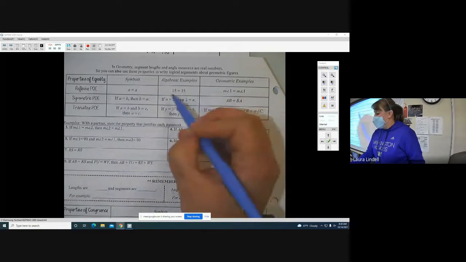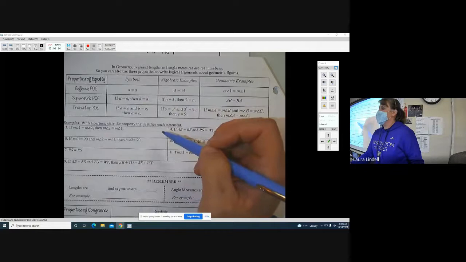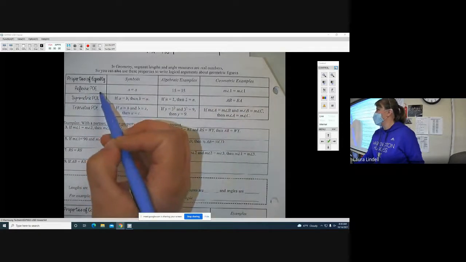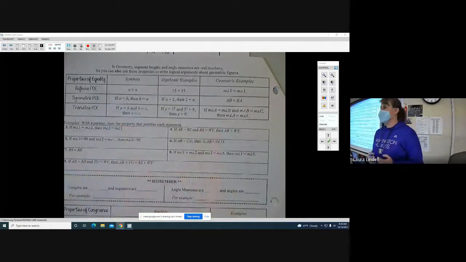This property becomes more useful when we start talking about proofs involving triangles. We're not going to see the reflexive property used a whole lot in early on proofs. But we will see it used later in geometry. So we're learning about that one.